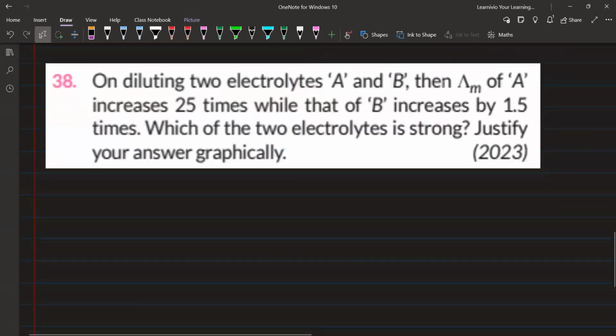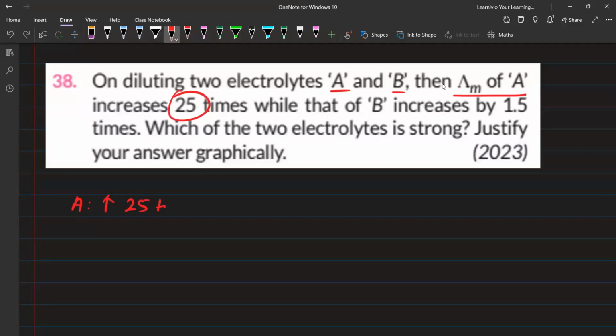On diluting two electrolytes A and B, lambda m of A increased 25 times. How much was the increase in A? 25 times. While that of B increased by 1.5 times. Which of the two electrolytes is strong? Justify your answer graphically. Right.